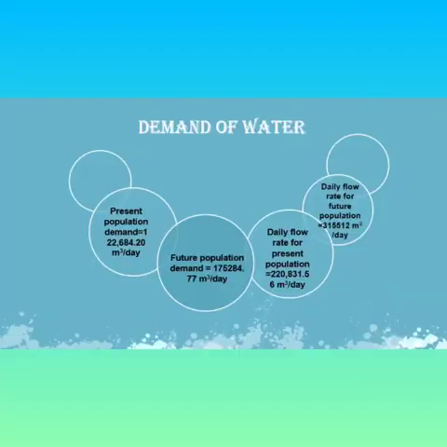Now, the demand of water for the present population is 1,22,684 meter cube per day, whereas the future population demand of water is 1,75,284 meter cube per day. Now, the daily flow rate for the present population is 2,20,831 meter cube per day. The daily flow rate for the future population is 3,15,512 meter cube per day.